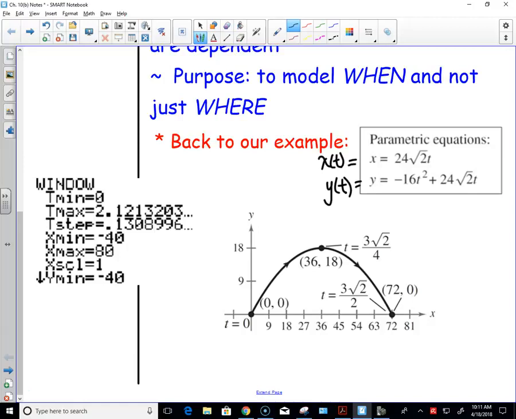So think of it this way. You're not just thinking of the path, but you're also thinking of, in parametric mode, the position at certain times. So you're not just thinking of the path, but you're also thinking of positions at particular times.